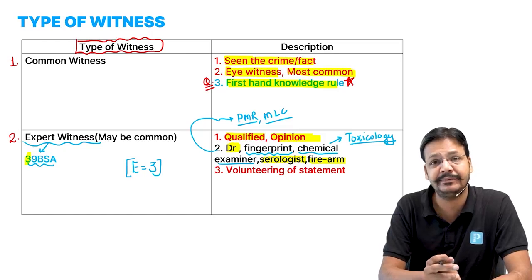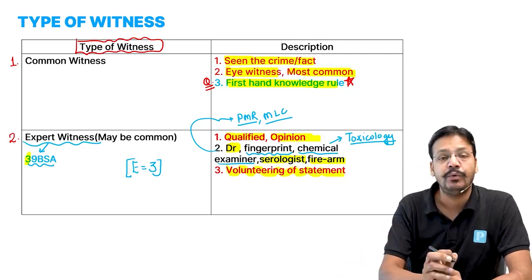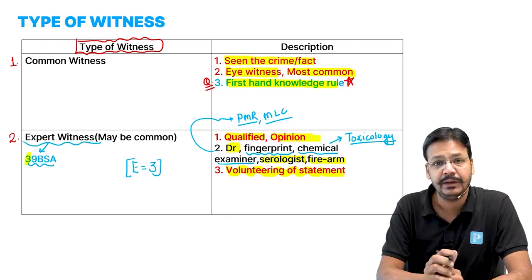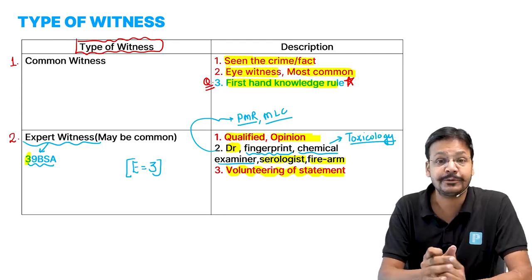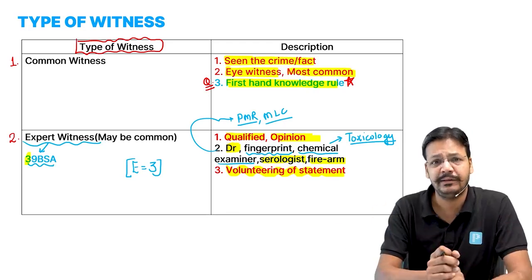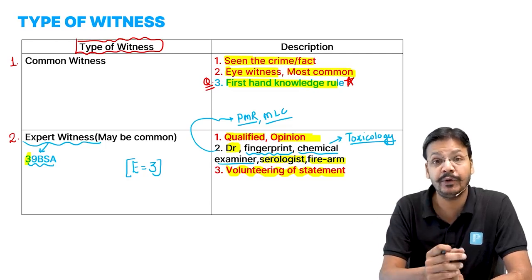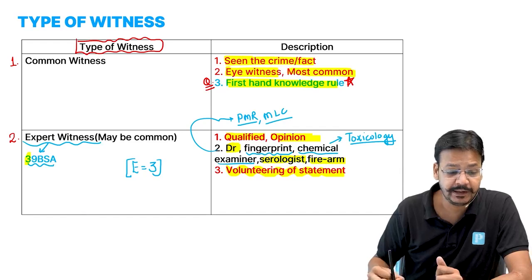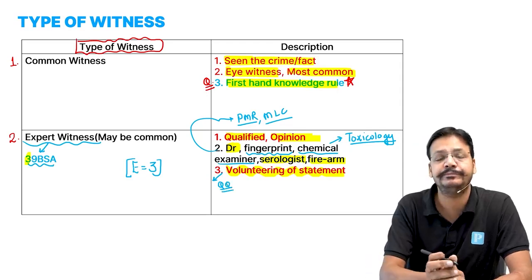39 BSA. Friends, this question I anticipate in exam. Volunteering of the statement is done by expert witness. What is the meaning of volunteering the statement? Sir, if you want to add some point in the statement, you can give it as an expert witness. Like I want to add this point in my statement. You can add because you have knowledge. So volunteering of the statement is done by expert witness. This is a very, very important MCQ.